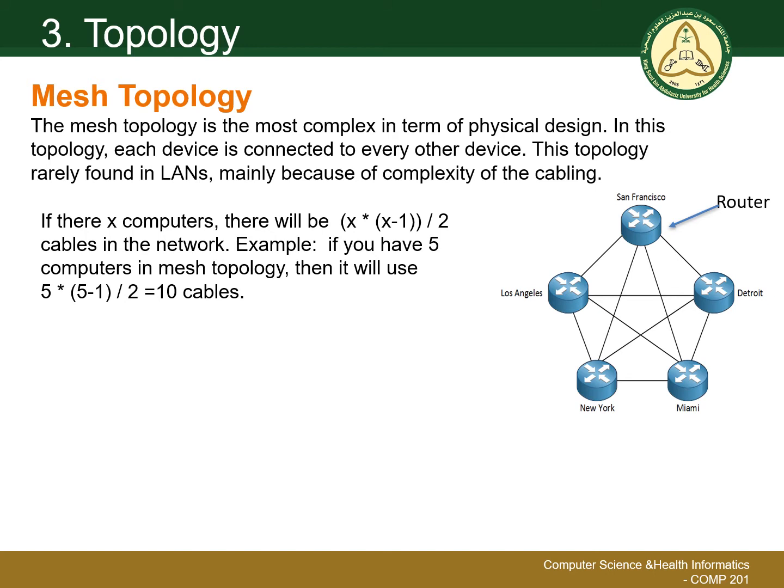This type of network or topology, you won't see it in a local area network. It's very common in the wide area network or in the internet. Okay, so it will provide us high fault tolerance or flexible connectivity. The mesh topology is the most complex in terms of physical design. In this topology, each device is connected to every other device. This topology is rarely found in a local area network, mainly because of the complexity of the cabling. Okay? Complexity of cabling.